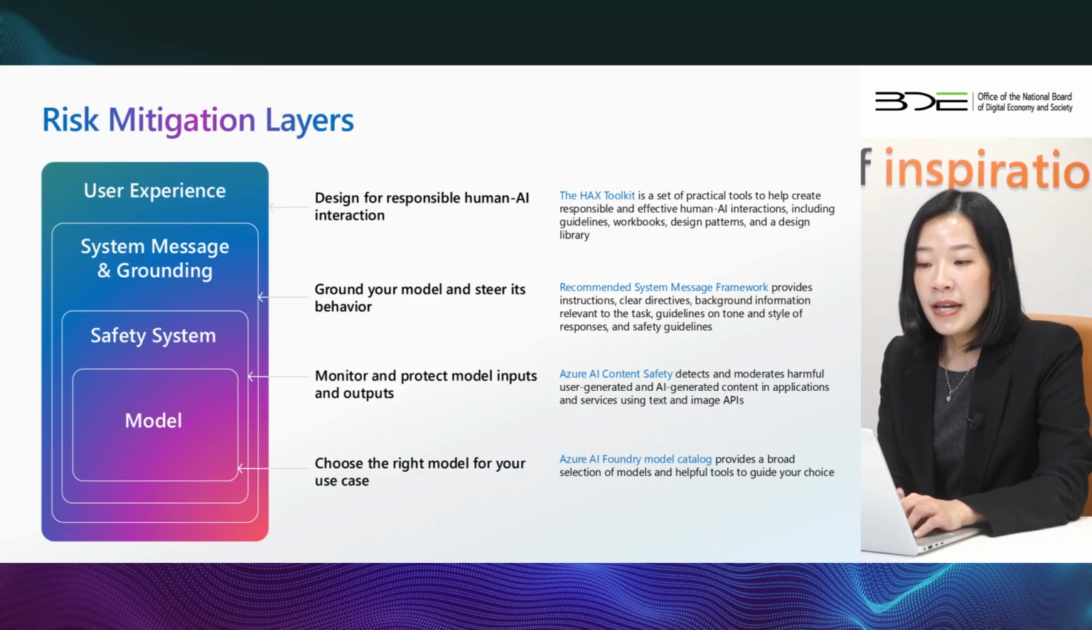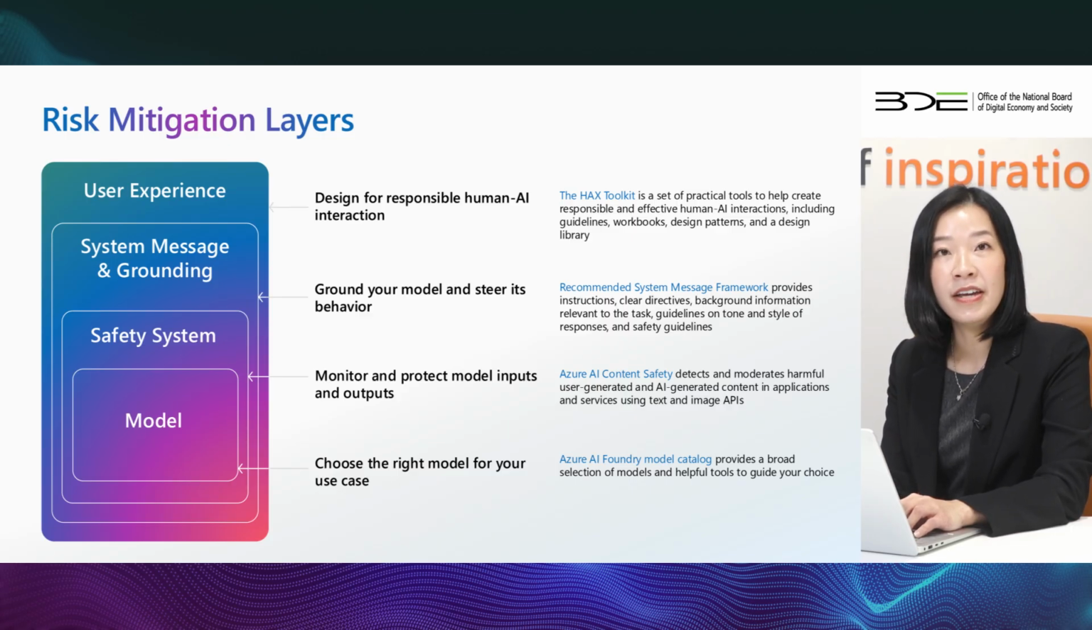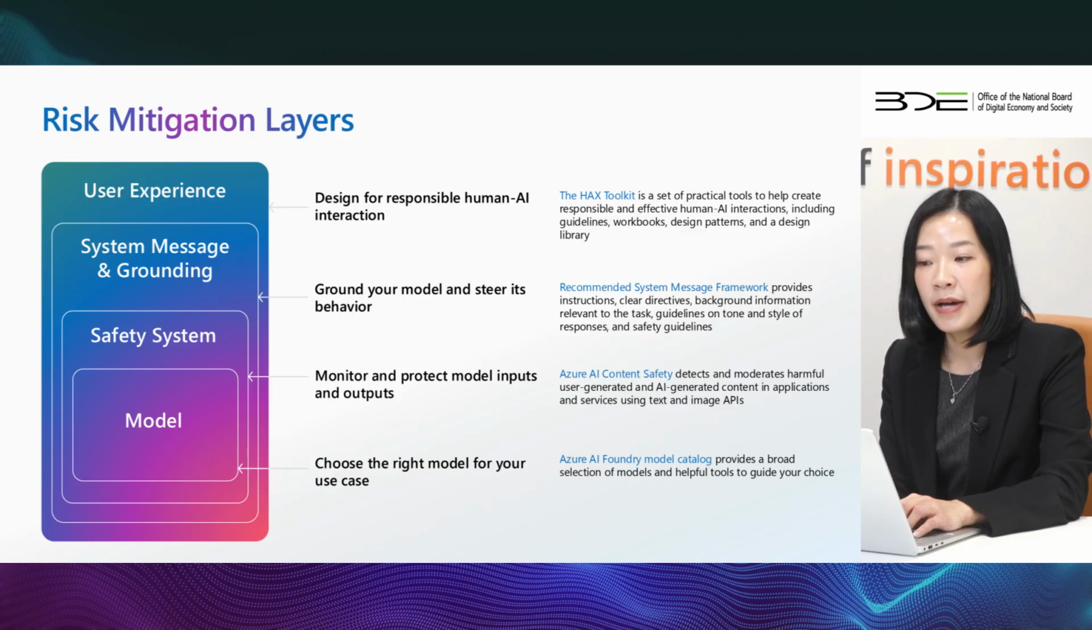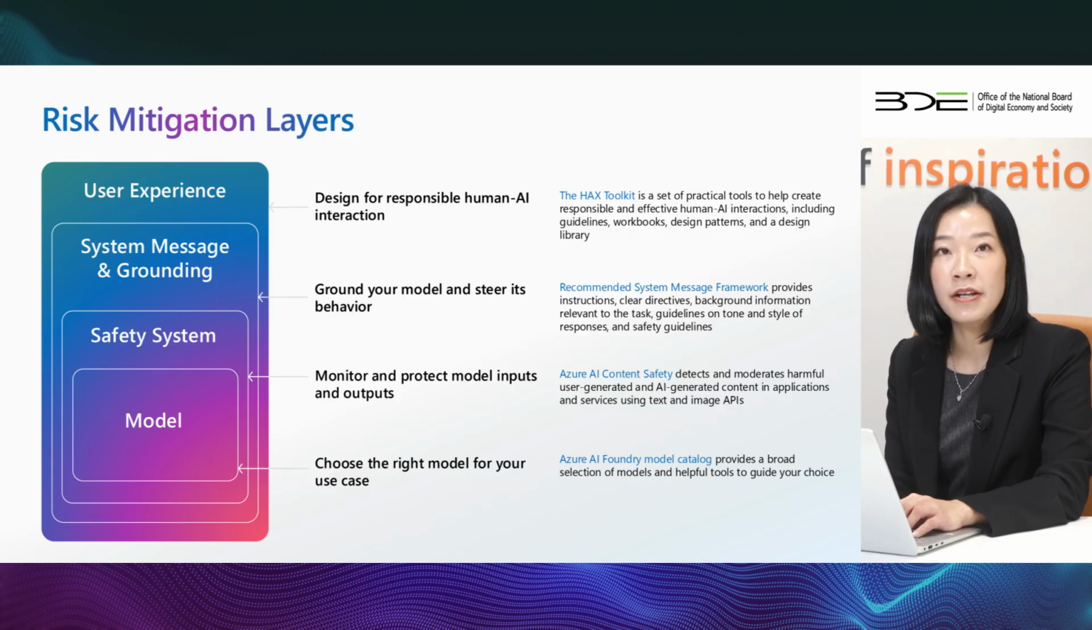The second one, we can also monitor and protect model input and output by selecting and configuring the right system message. With the system message, it can steer the model behavior. For example, you need to provide the input and output query and also identify the thinking process that has been used to produce such output. For this, we also have Azure AI Content Safety that will help to detect and moderate harmful AI-generated content. It's also available as an API, so you can incorporate it into your AI application.